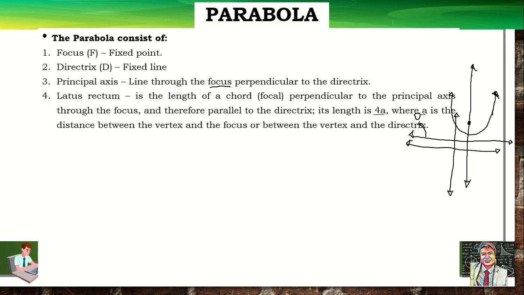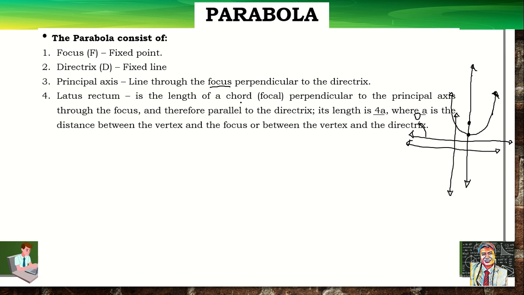Next, latus rectum. It is the length of the focal chord perpendicular to the principal axis, through the focus, and therefore parallel to the directrix. Its length is 4a, where a is the distance between the vertex and the focus, or between the vertex and the directrix. So, yung gitna nitong given parabola, ito yung directrix, ito yung vertex.